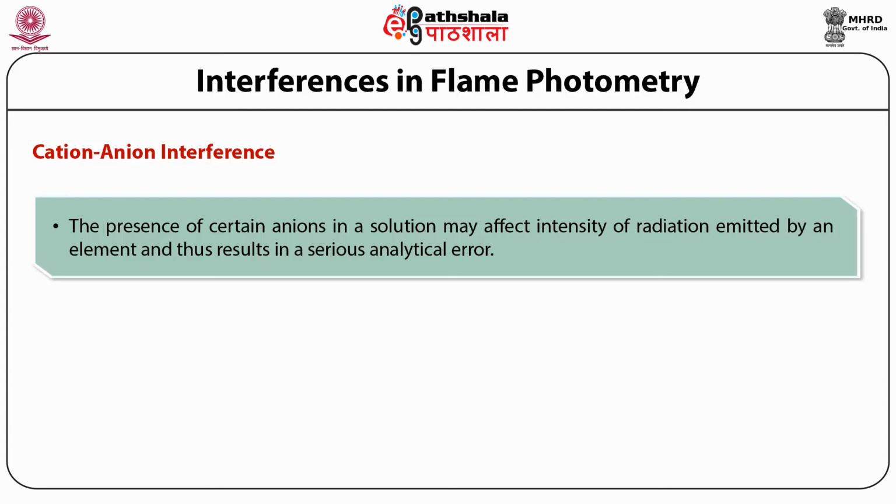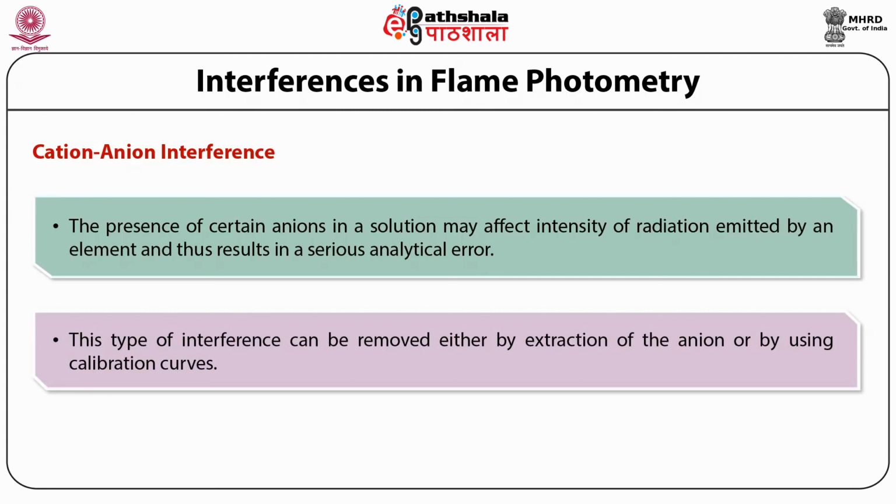Another example is that a given concentration of barium sulfate produces lower emission intensity than the same concentration of barium chloride, because barium chloride can be broken down more easily than barium sulfate. This type of interference can be removed by extracting the anion or by using calibration curves which are prepared with the same predominant anions at the same concentration in the standard solution as that found in the sample.